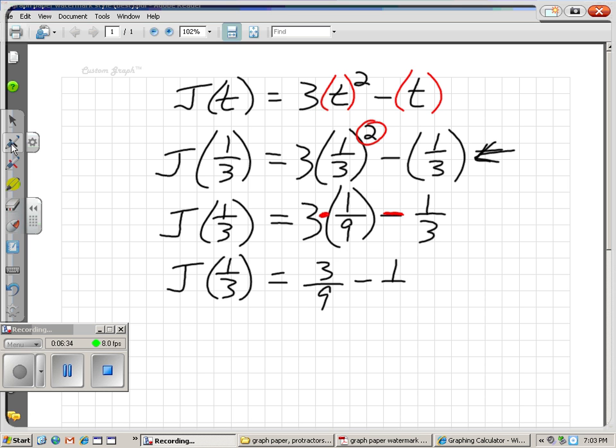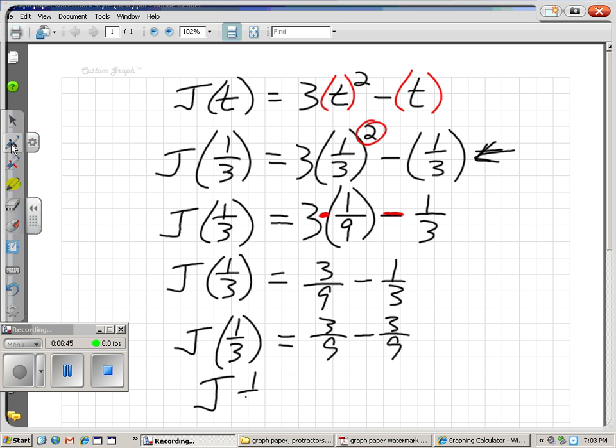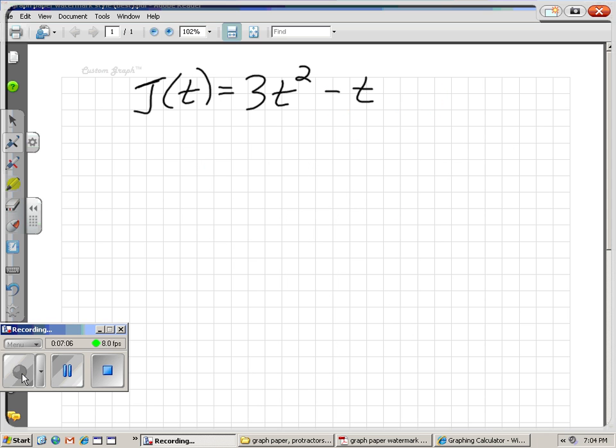So 3/9 minus 1/3 if we're doing it by hand. Finally, j of 1/3 equals 3/9 minus 3/9. And our final answer is j of 1/3 equals 0. All right, that's if you do it by hand. Now, of course, you can plug it into the graphing calculator. You might have to change a few values on your graphing calculator so that you can get a 1/3 to come up. So that's something you might want to learn how to do before the test. If not, just do it by hand like this.